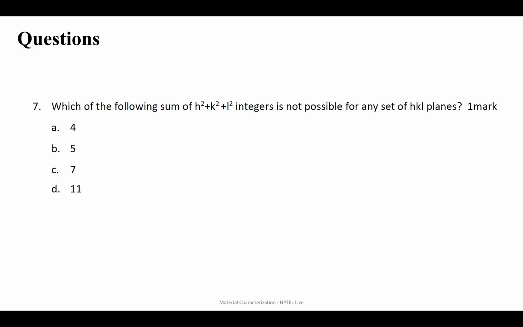Which of the following sums of h square plus k square plus l square integers is not possible for any set of HKL planes? 4, 5, 7, 11. So that is correct. The answer would be C, 7. So 7, 15, 23, 28 are impossible values. Since HKL has to be integers, h square plus k square plus l square will never be equal to 7.